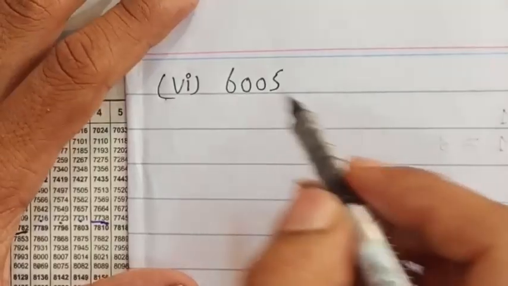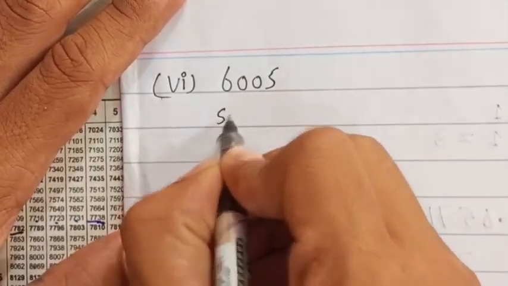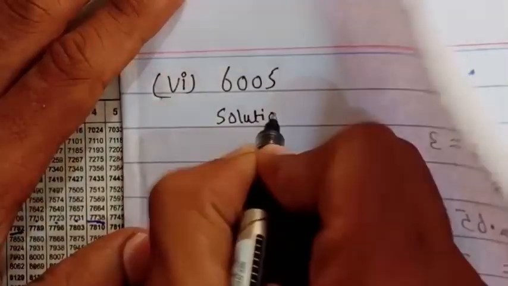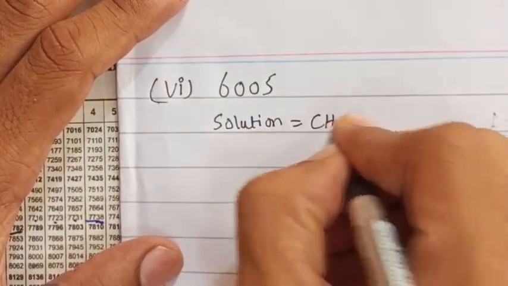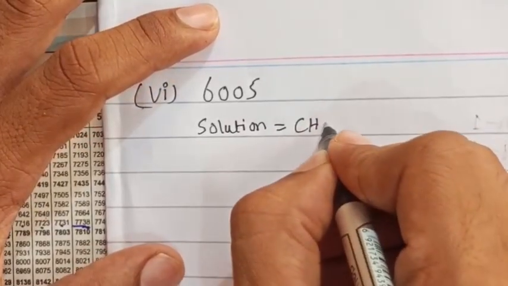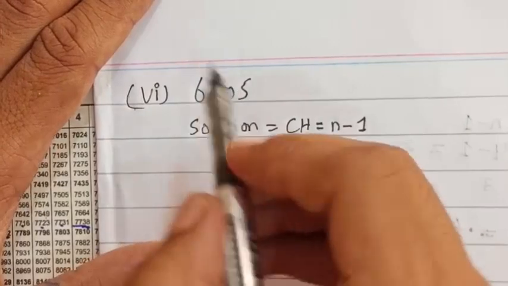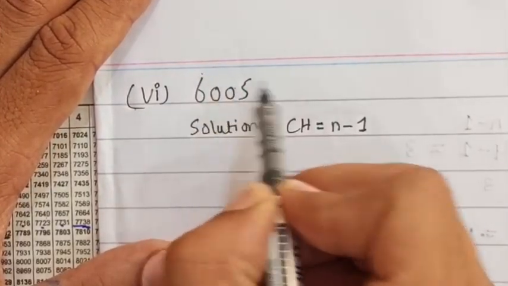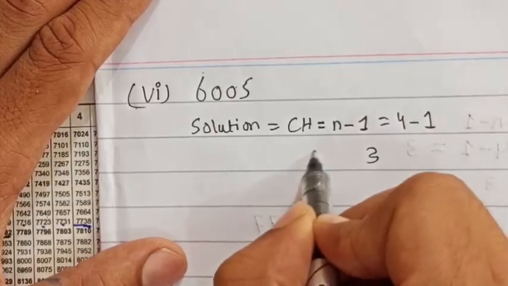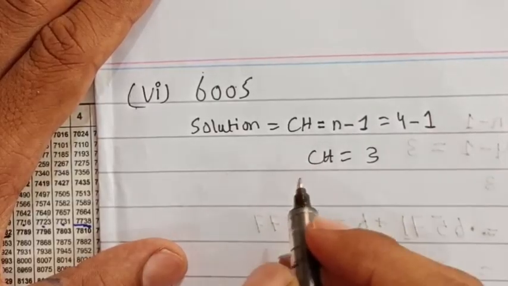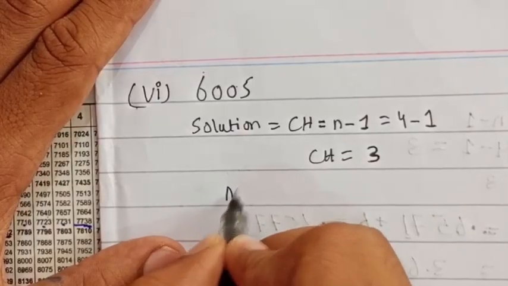Okay, come to question number 6, that is 6005. Okay, so first step is the solution: I need to find out the characteristic. CH stands for characteristic, it is n minus 1. So n is the number of digits. How many digits are there? 4. 1 2 3 4. So 4 minus 1 is equal to 3. So my characteristic is 3. Okay, then I am supposed to find out the mantissa.